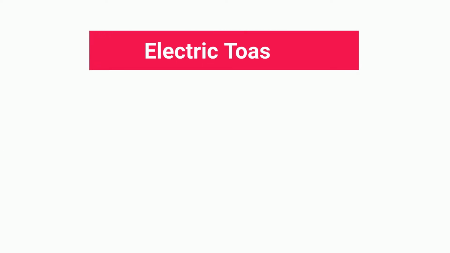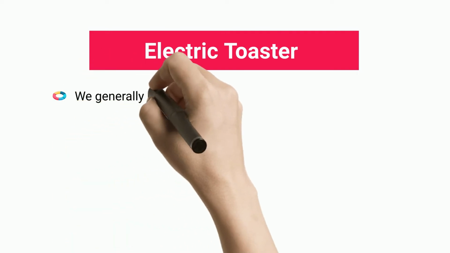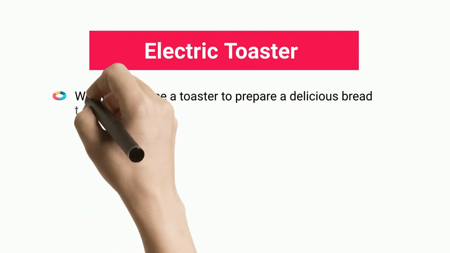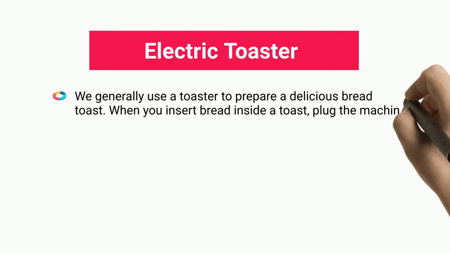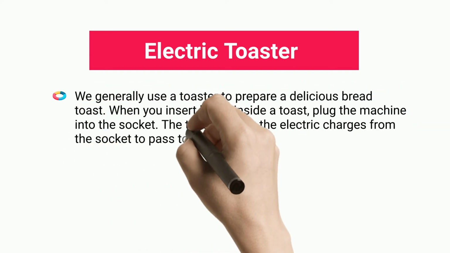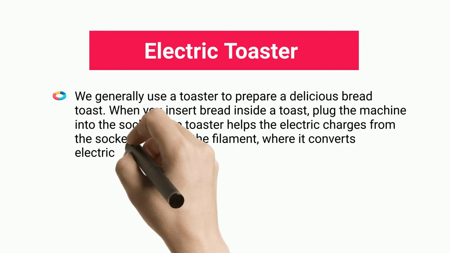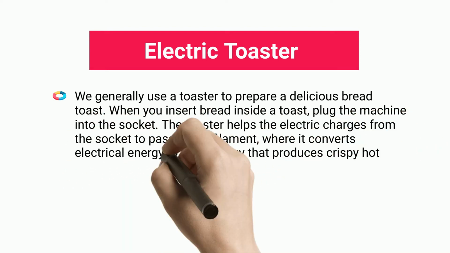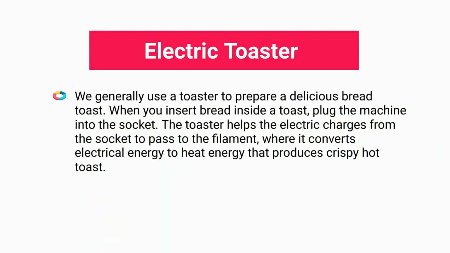Electric toaster. We generally use a toaster to prepare a delicious bread toast. When you insert bread inside a toaster, plug the machine into the socket. The toaster helps the electric charges from the socket to pass to the filament, where it converts electrical energy to heat energy that produces crispy hot toast.